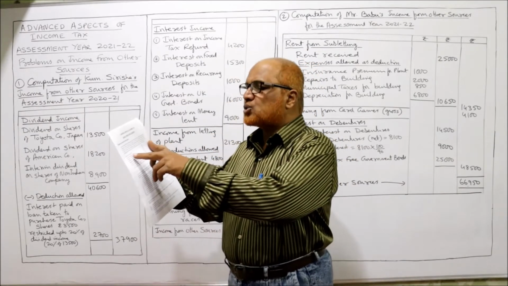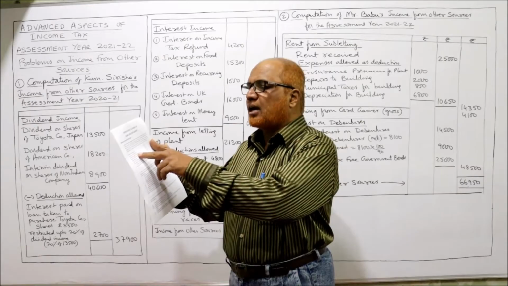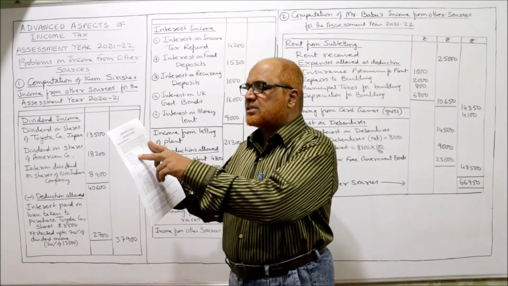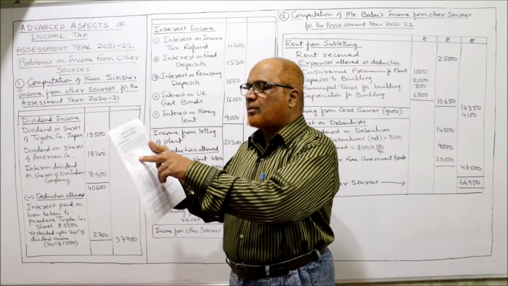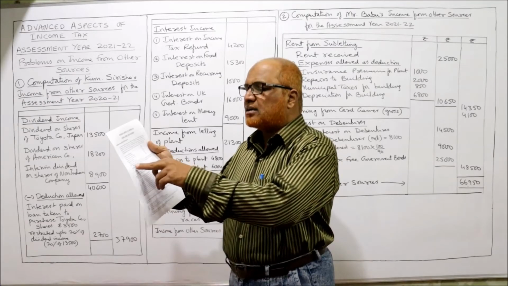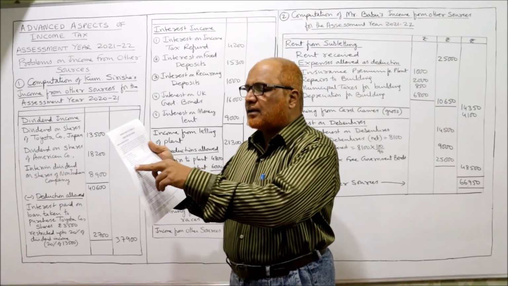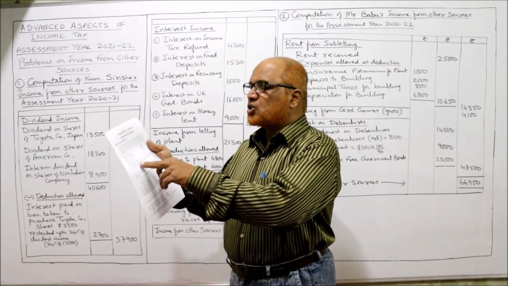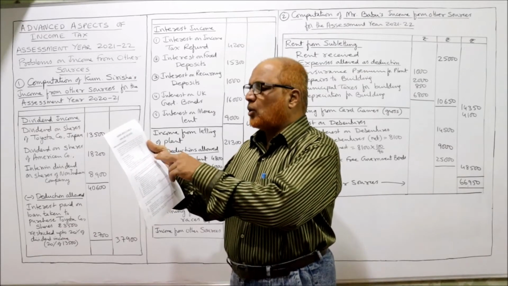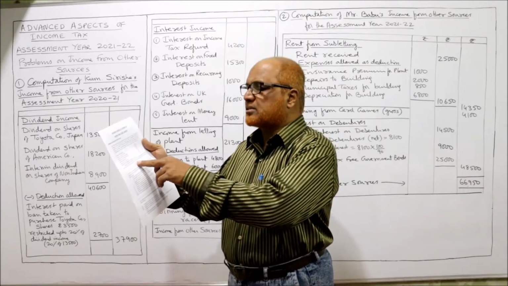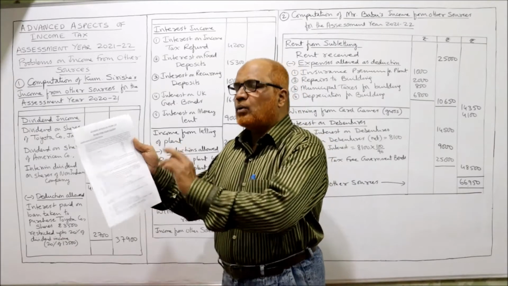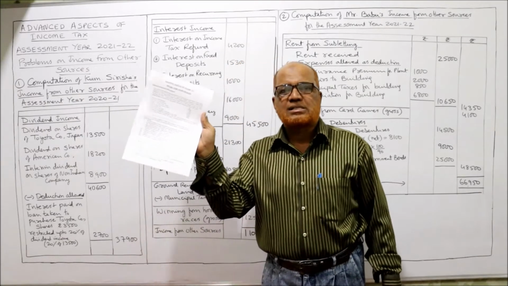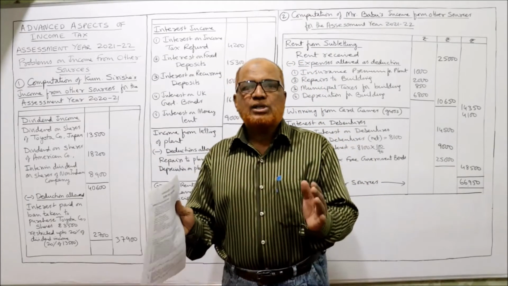Apart from that, interest on fixed deposit, interest on recurring deposit, winnings from horse races gross, interest on UK government bonds, interest on money lent, and ground rent from open land, where tax paid to the municipality on this land is 600. Collection charges for dividend 200 and interest paid on loan taken to purchase Toyota company shares 3,500. Compute income from other sources. This is the problem.